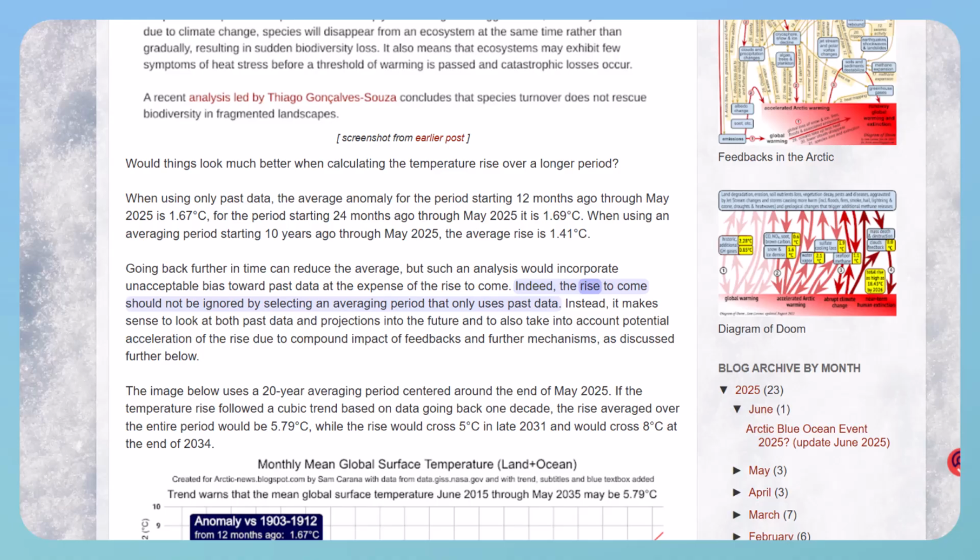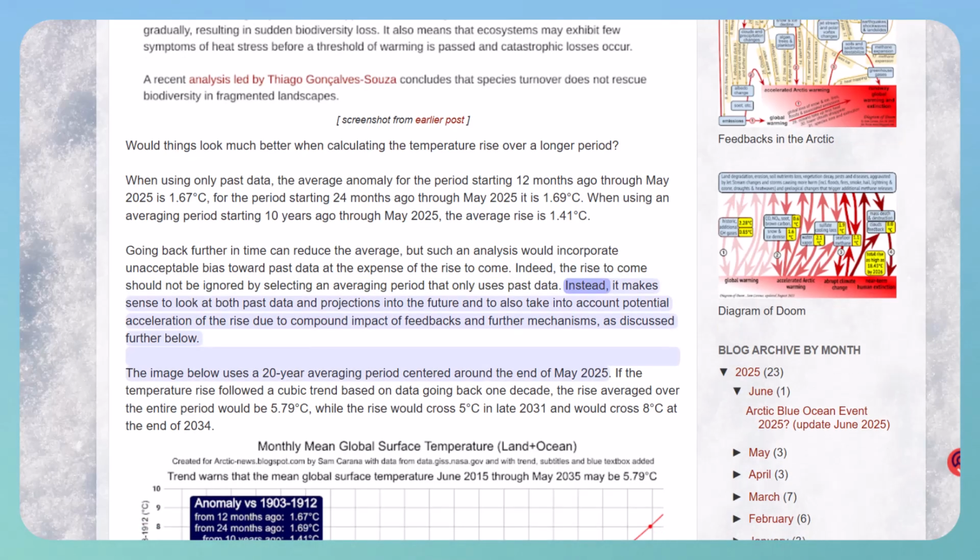Indeed, the rise to come should not be ignored by selecting an averaging period that only uses past data. Instead, it makes sense to look at both past data and projections into the future, and to also take into account potential acceleration of the rise due to the compound impact of feedbacks and further mechanisms, as discussed further below. The image below uses a 20-year averaging period centered around the end of May 2025.